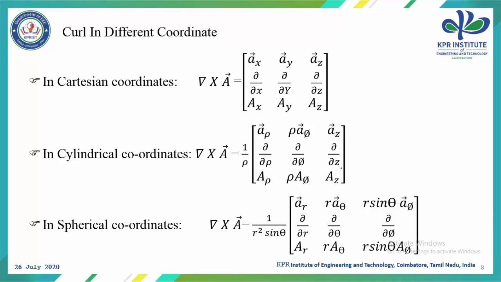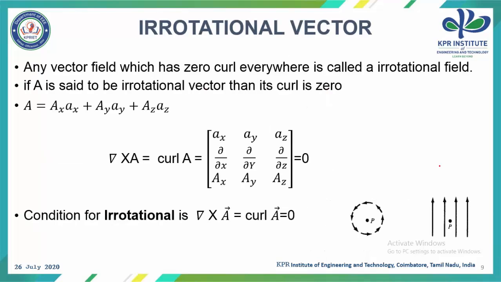In Cartesian coordinates, del cross A equals the determinant of ax, ay, az; dou by dou x, dou by dou y, dou by dou z; Ax, Ay, Az. How to remember that? The first row is the directions. Second row is the del values. Third row is the magnitude of the vector. Just look at all the formulas, it will be like that only. So you have to remember these formulas, then only you can solve the problem. Just read this formula.